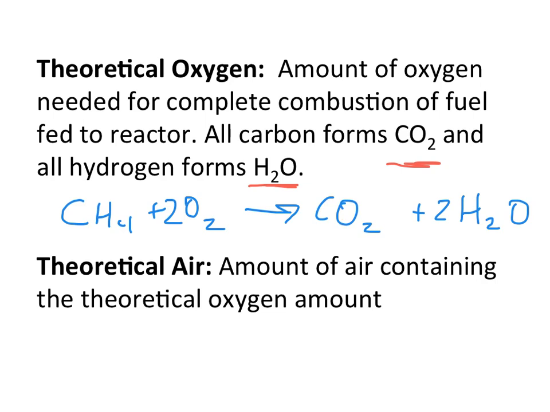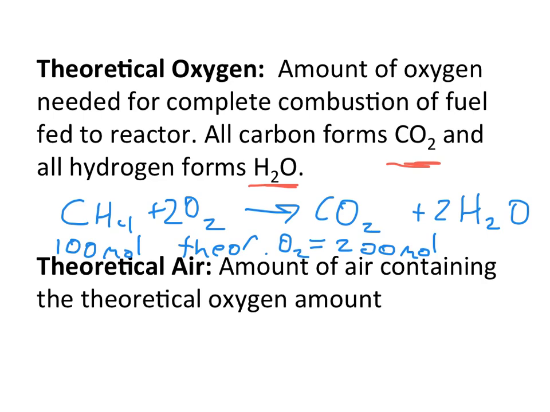So let's just say I start out here with 100 moles of methane. Well, the theoretical oxygen is the amount that would completely react away all of that methane. And if we look at the stoichiometry between oxygen and methane, I know that the theoretical oxygen has got to be 200 moles, because that's how much would be required to completely react away 100 moles. We would require 200 moles to completely combust 100 moles of CH4. And that's it. That's the theoretical amount of oxygen.